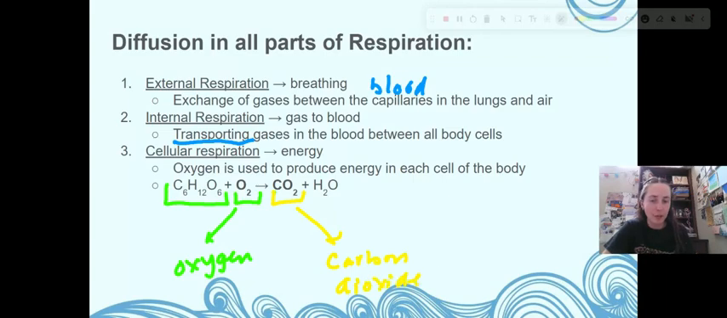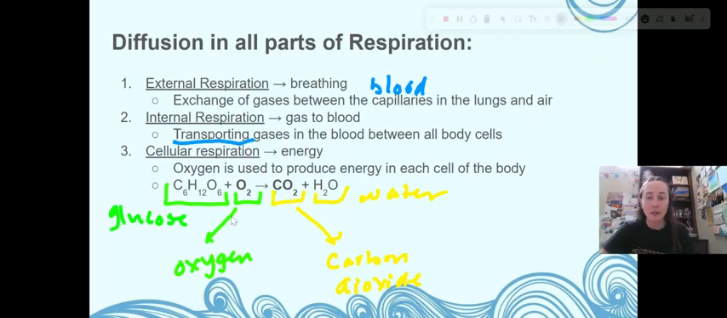And finally H2O, which is water. And if it's been a while since we've seen that C6H12O6, maybe think to yourself, okay, oxygen, and what other thing do I need to make energy? That other thing should be glucose, or a sugar, right? So we're getting that from our food.